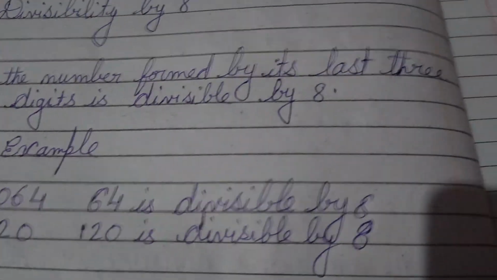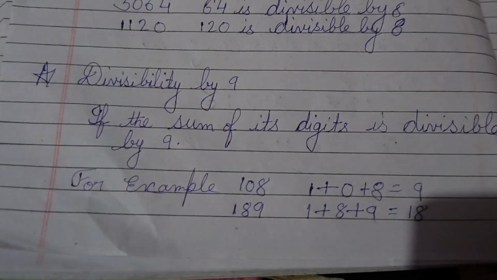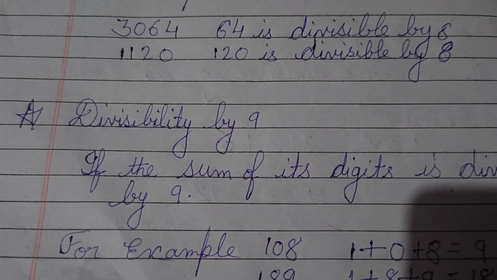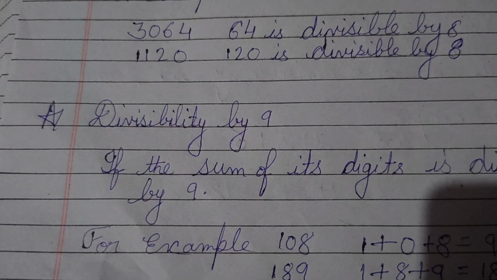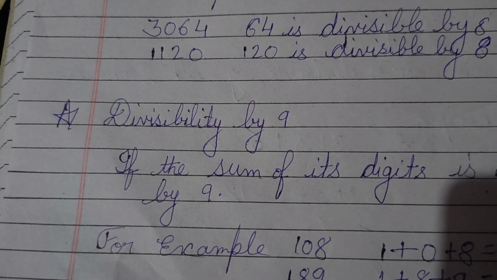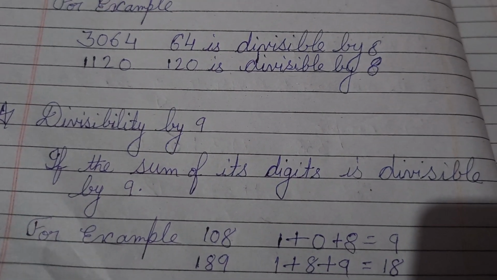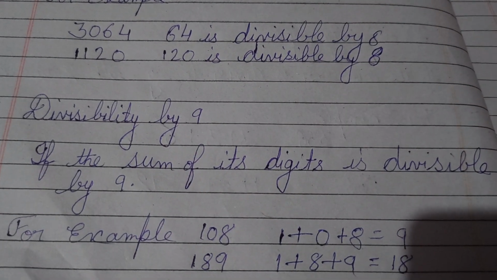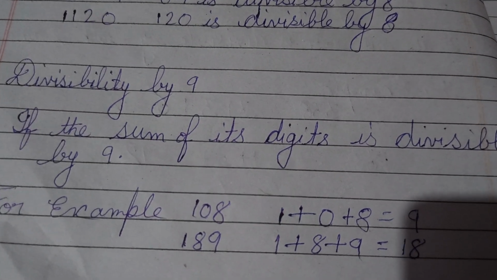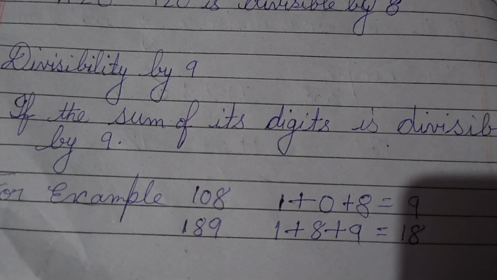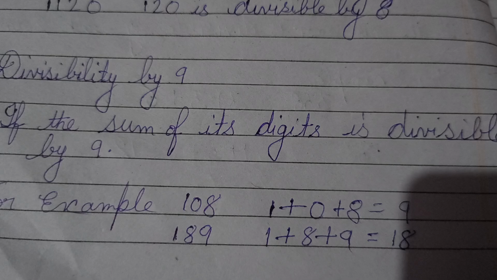Now, next divisibility rule by 9. Students, this is similar to divisibility by 3. Here we will check if the sum of its digits is divisible by 9. For example, 108. The sum of its digits, 1 plus 0 plus 8, is equal to 9, which is divisible by 9. So, 108 is divisible by 9.